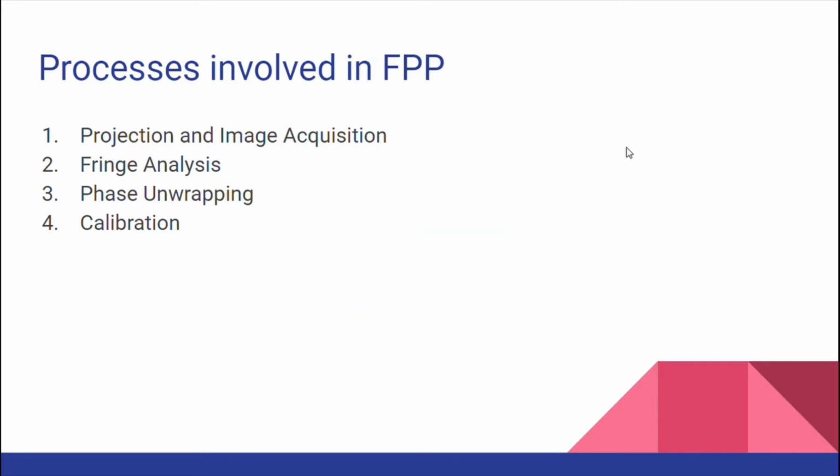Let's take a look at the processes involved in fringe projection profilometry. There are overall four steps involved. The first one is projection and image acquisition. Second is fringe analysis, third is phase unwrapping, and the fourth is calibration. The following explanation is given keeping color fringe projection in mind. Still, these processes are common for any structured light method for shape measurement. Now let us discuss each of these processes one by one.